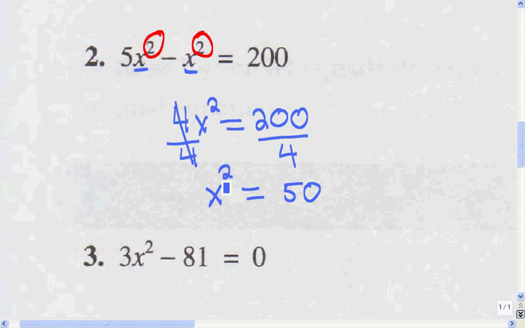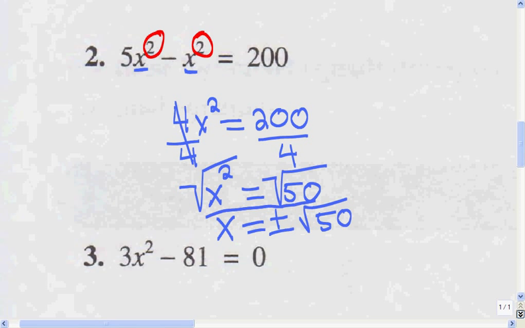Now I've got to find the square root of x squared. The square root of x squared is x. And I don't know the square root of 50. Actually, 50 doesn't have a square root. So I'm going to leave it under the radical like this. Nothing times itself gives you 50.